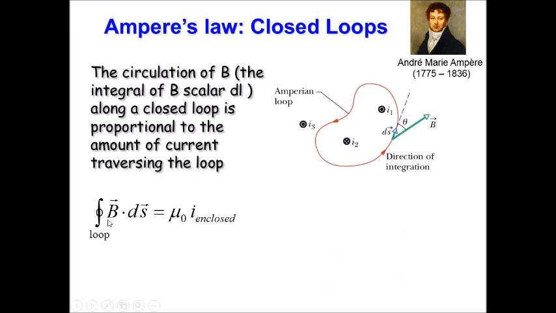In mathematical form, we write a closed integral, like we did for Gauss's law, of the scalar product between the magnetic field B and the element dl or ds, the same thing. That's equal to what? Permeability times the current enclosed. What do we mean by the current enclosed? The algebraic sum of all current circulating inside the loop or traversing this surface inside the Amperian loop. The currents that are enclosed are I1 and I2. I3 is not inside this loop, so we will not count it.